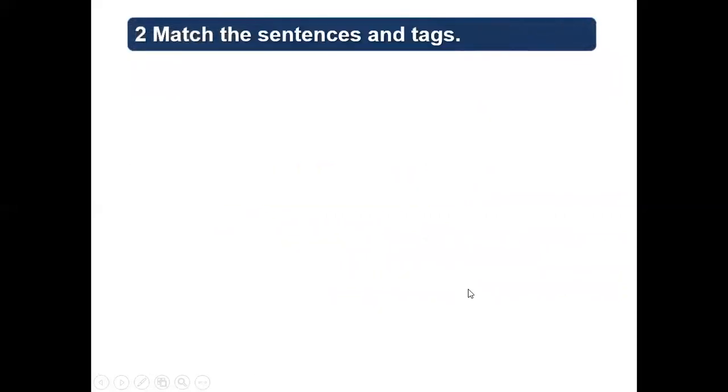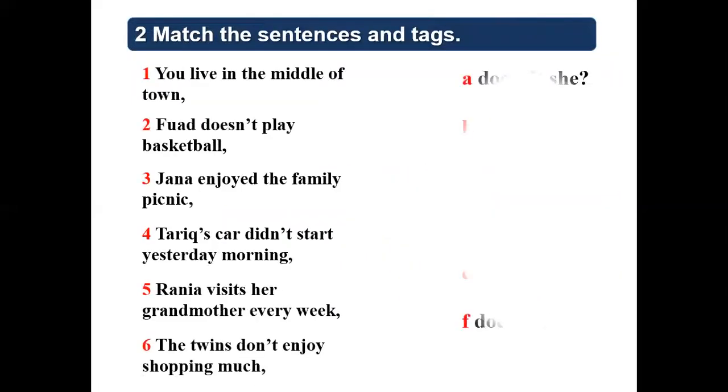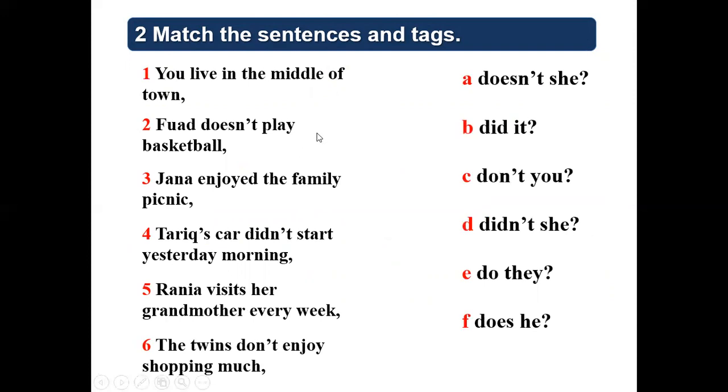Now let's move to activity 2, match sentences and tags. بدنا نوصل الإشي اللي بيناسبهم. You live in the middle of town. You live, this is present simple ما إنه مضارع with no s, فرح نشتق منها don't لأنها مثبتة بتصير منفية. Don't you, so it is C. Number 2, Fuad doesn't play basketball. Does he? Why does? Because it's negative.